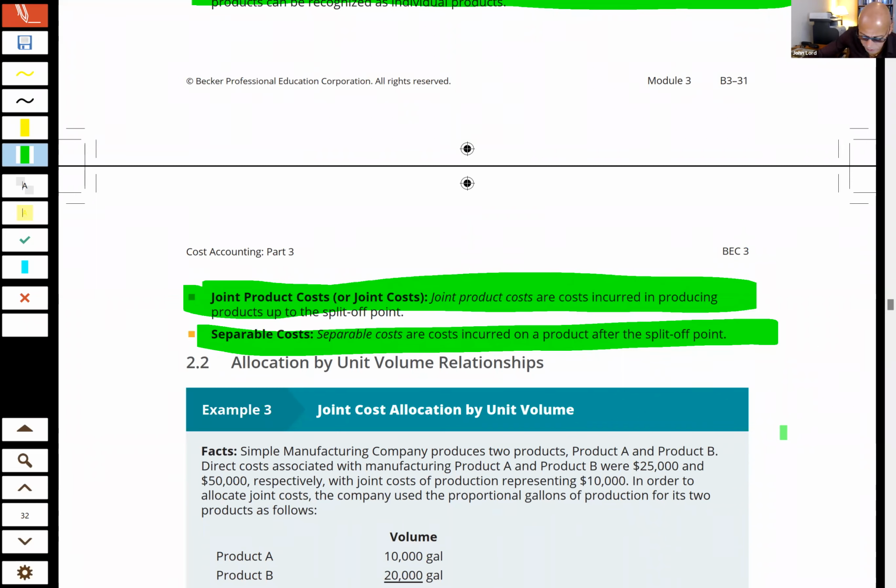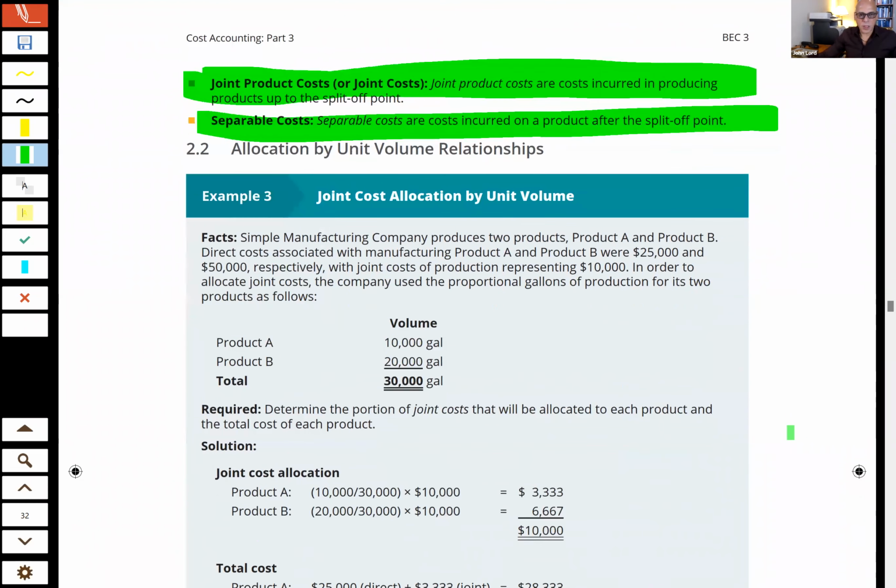Okay. So our job here is to say, well, the costs that are joint costs that go in before split off, how do we allocate them to the two products? Now, when you look at this, they tell us that we can do it by unit volume. So we have a simple manufacturing process that produces two products, A and B. Direct costs associated with the manufacturing of product A were 25,000 and product B 50,000. Okay, the joint costs are 10,000.